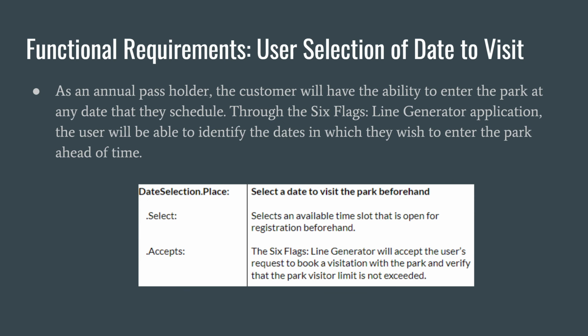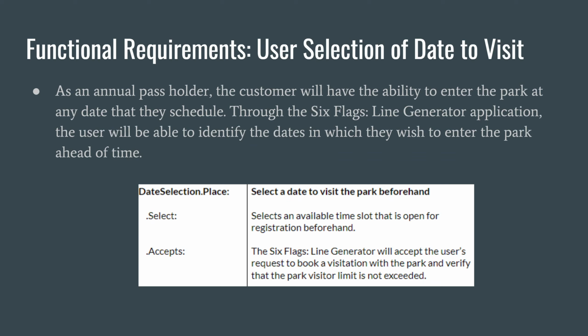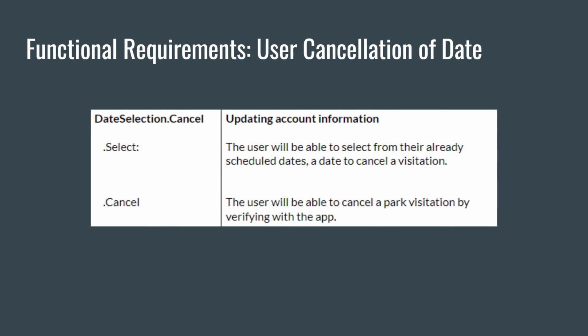Next functional requirement is they can select what date they want to visit. So they can schedule at any date they want to come through within our app. The select function will select an available time slot that is open for the registration beforehand, and accepts. It'll verify the visitation to make sure it is not exceeded that day. They can also cancel the date. They can select a different date, and they can cancel their date.